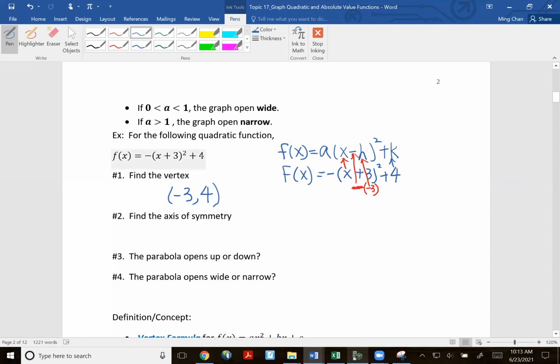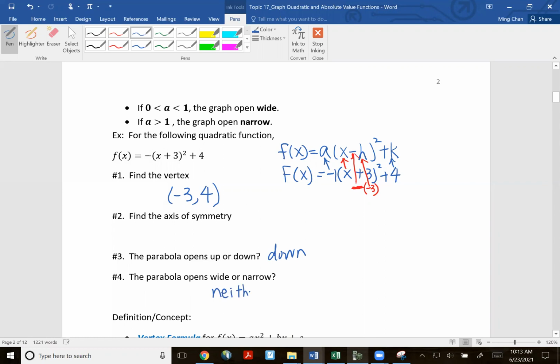Before I do that one, I'm going to draw a picture here. Does the parabola open up or open down? My a is actually a negative sign. If it's a negative sign, it opens down. Since this is a negative 1, it does not open wide or narrow.